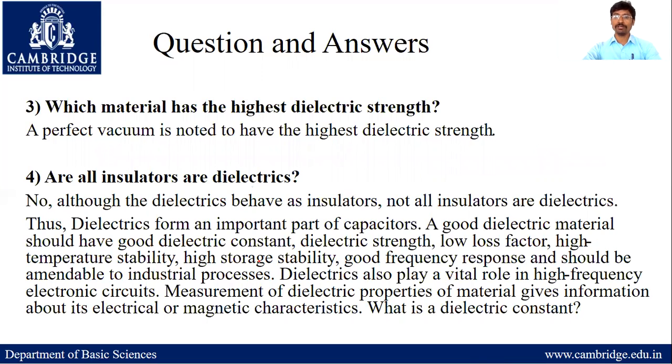Next, we will move on to the third question. Which material has the highest dielectric strength? A perfect vacuum is noted to have the highest dielectric strength. Next, one more question arises here: are all insulators dielectrics? When explaining dielectrics, we may get this question. Although dielectrics behave as insulators, not all insulators are dielectrics.